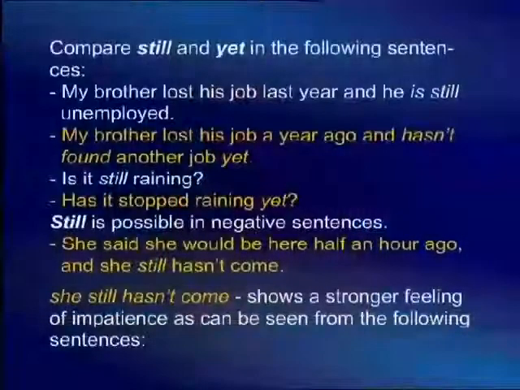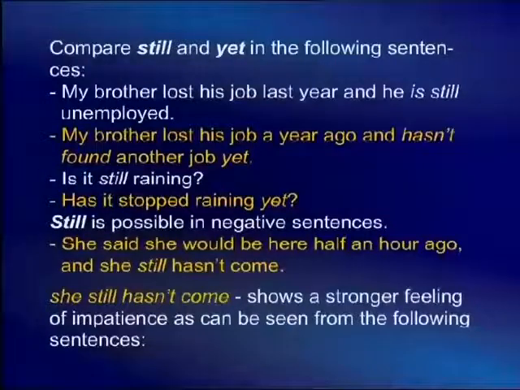Another example. Is it still raining? Has it stopped raining yet? Now, "still" is possible in negative sentences. For example, she said she would be here half an hour ago and she still hasn't come. Now, over there, "she still hasn't come" shows a stronger feeling of impatience, as can be seen from the following sentences.